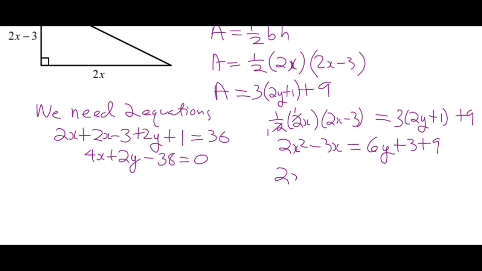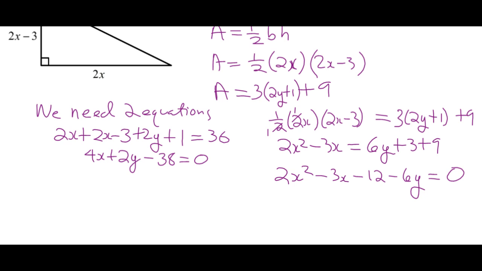Okay, so I got 2x squared minus 3x minus 12 minus 6y is 0. Okay, so I've collected terms and I've moved the right side over to the left side. I added 3 and 9, got 12, subtracted 12 from both sides, subtracted 6y from both sides. Was that a good move? I don't know, maybe, maybe not.